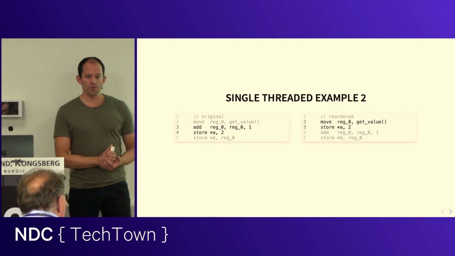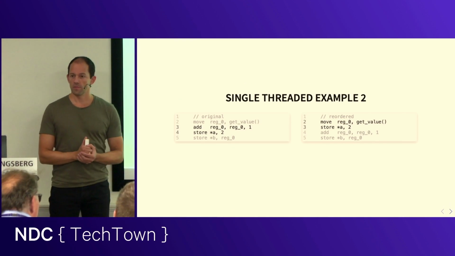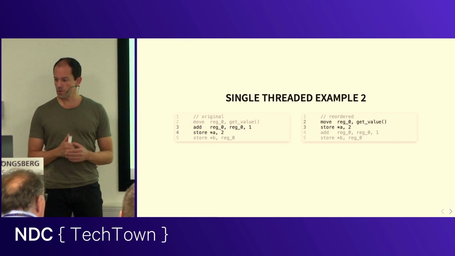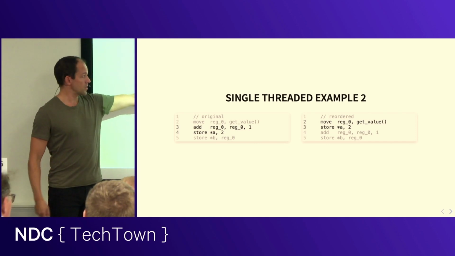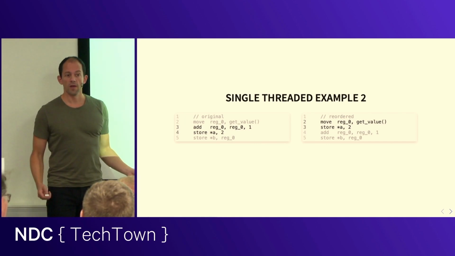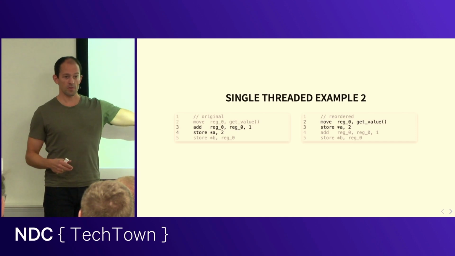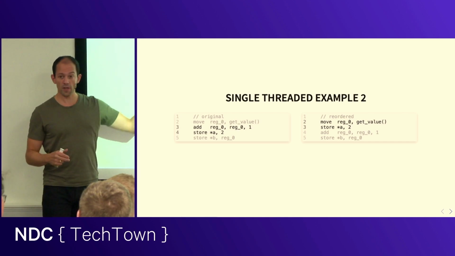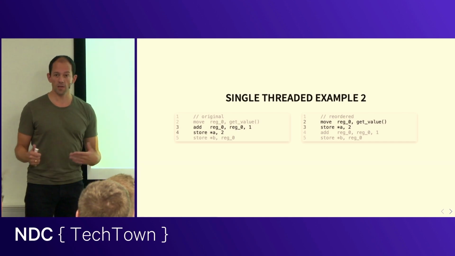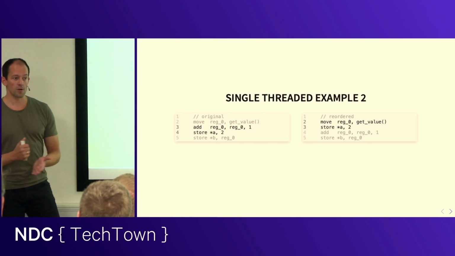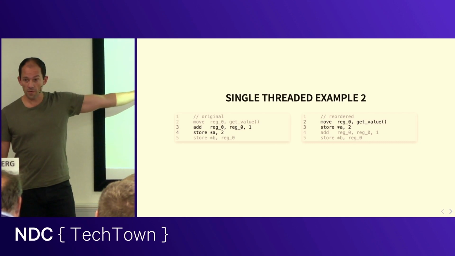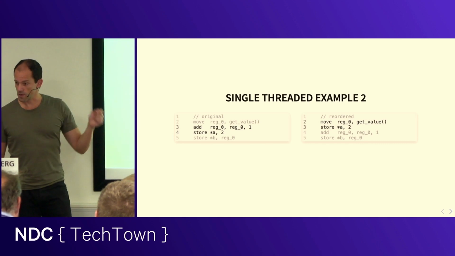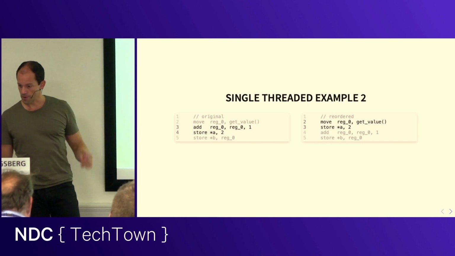Could you start the store before you call get value? Some yeses and some nos. You cannot do that, because what if get value reads whatever A is pointing to? Now you have stored to that value before get value is called, so suddenly you affect get value. So then you might affect the output of the program. So without knowing what's inside of get value, you can't assume that it's safe to get started on the store earlier.